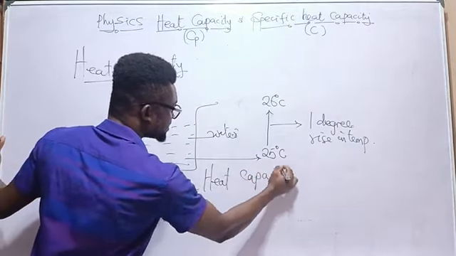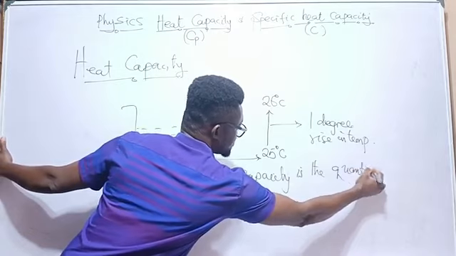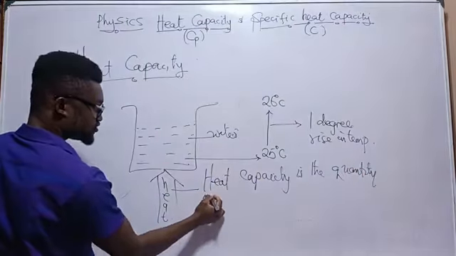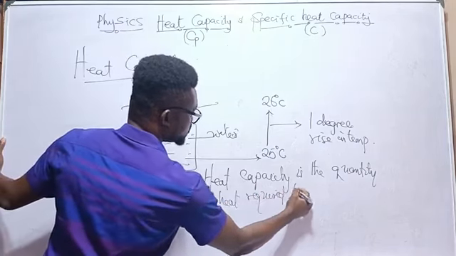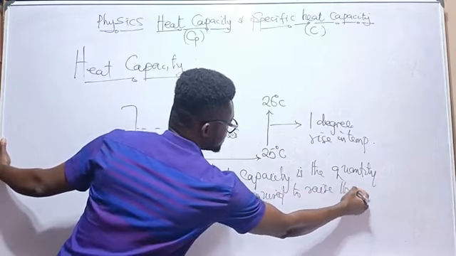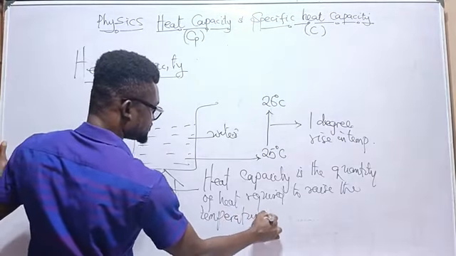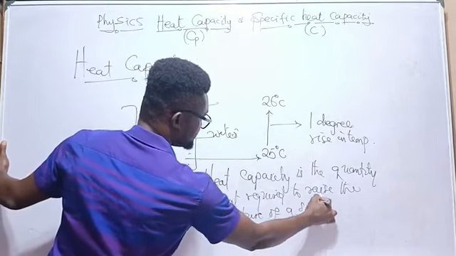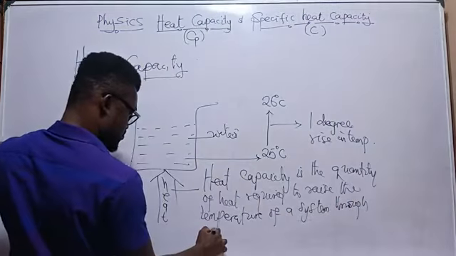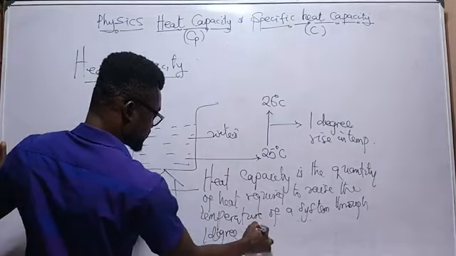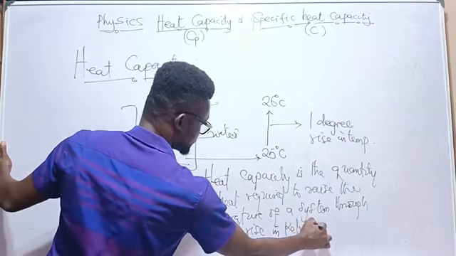So, in that case, we say that heat capacity is the quantity of heat required to raise the temperature of a system through 1 degree rise in Kelvin temperature.